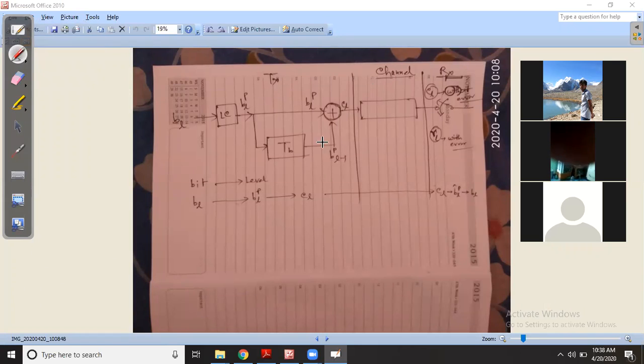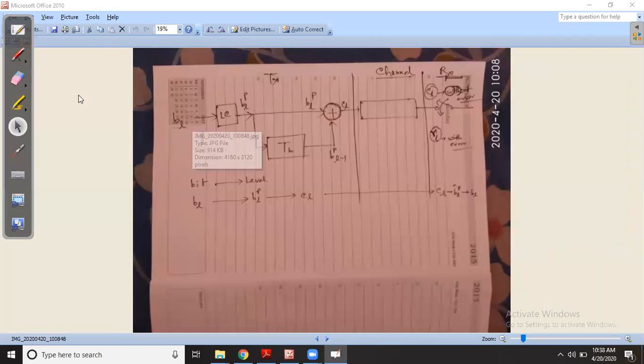Now this is the bit. We are assigning some voltage level by using a line coding technique. Then we are getting some pulses, which are denoted by BLP. P denotes polar. BL is a bit which is assigned some voltage level. Then we denote these by BLP.